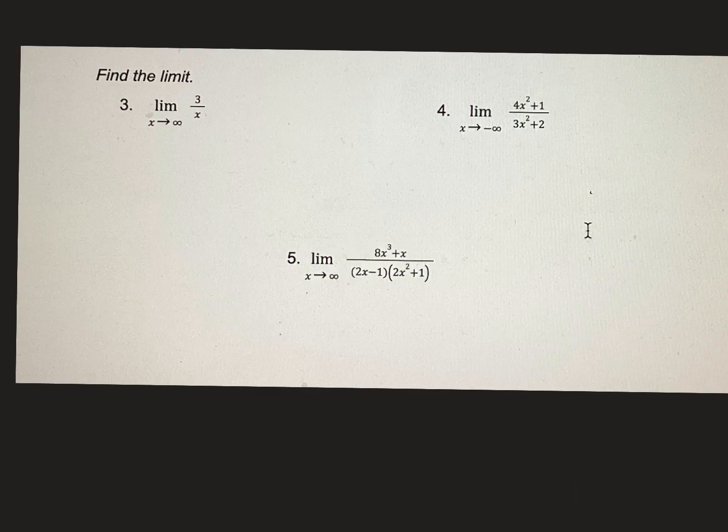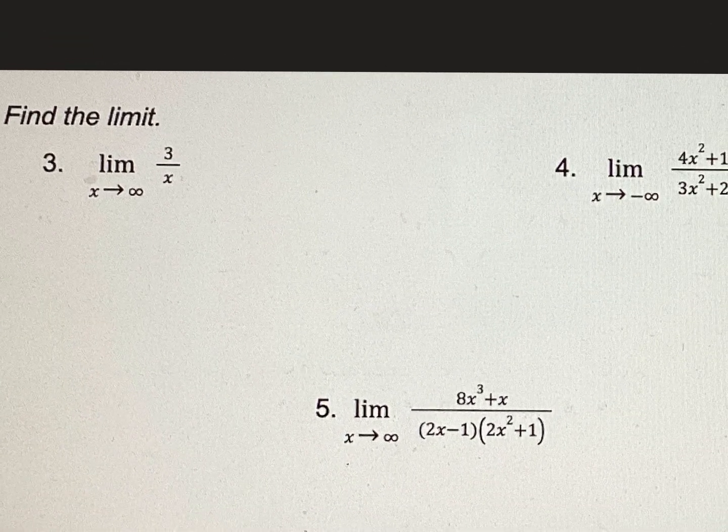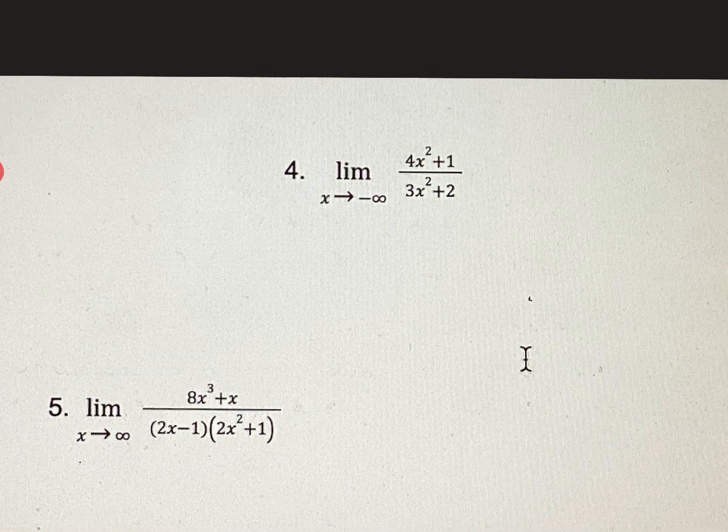Number 3, find the limit. These are the infinities. So remember, once you get down to here, you have a number over x on the bottom, it equals 0 every time. No work on that one whatsoever. It's just 0.